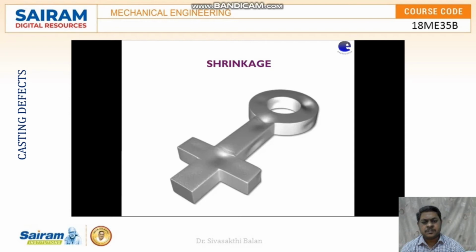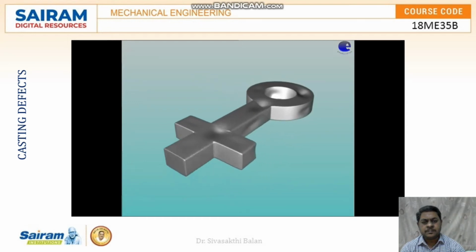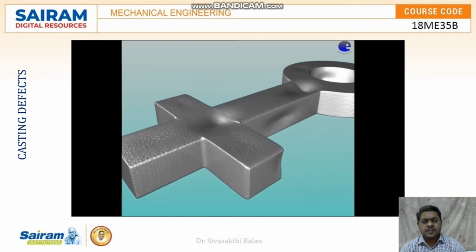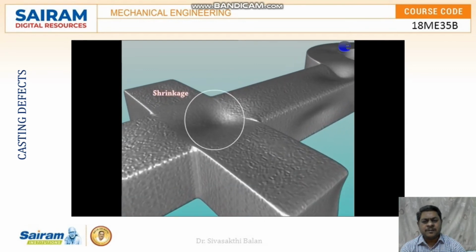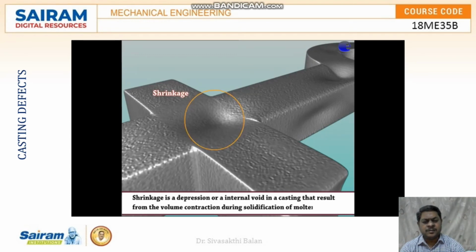Shrinkage. Let us observe what shrinkage is and how it affects the casting. It's a depression or internal void in casting that results from the volume contraction during solidification of molten metal.